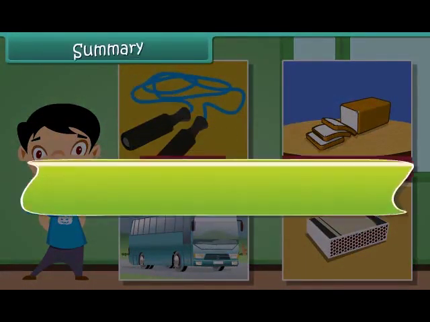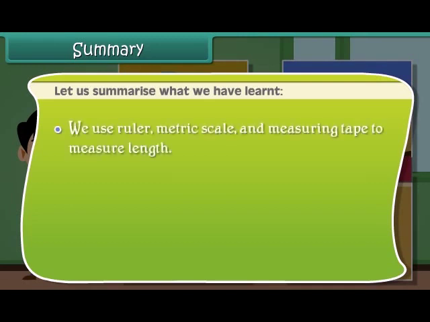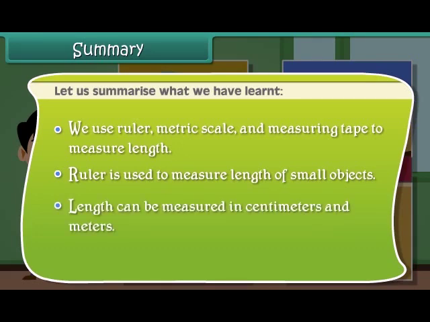Summary. Let us summarize what we have learned. We use a ruler, metric scale, and measuring tape to measure length. A ruler is used to measure the length of small objects. Length can be measured in centimeters and meters. 1 meter is equal to 100 centimeters.